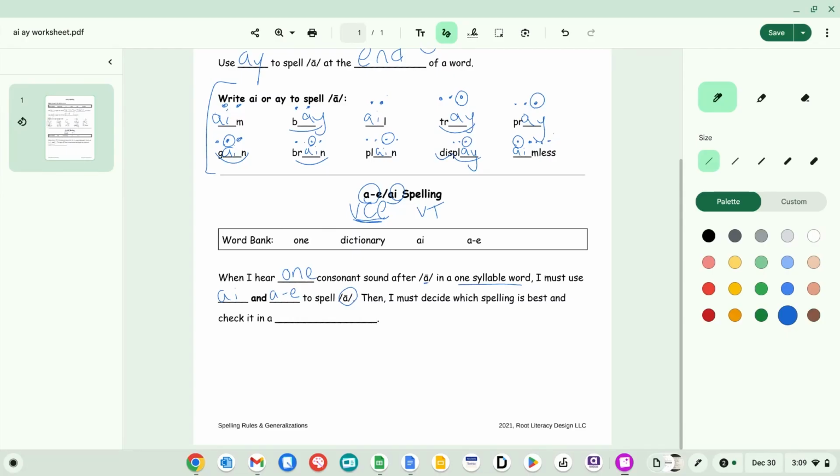Okay, so what that's saying is when you hear that A in the middle of a word, right, there's only one consonant sound after that A. You have to use one of these two ways to spell it at this point in the scope and sequence. There are more, but for right now, we're going to stick to these two. So then you want your students to kind of start to decide. It says, then I must decide which spelling is best and check it in a dictionary.